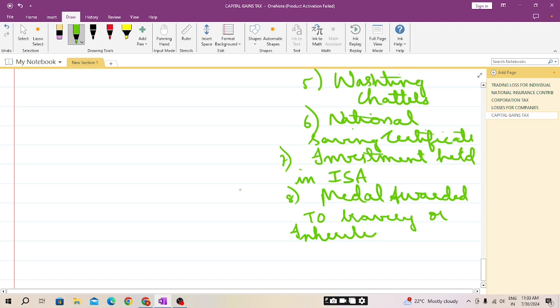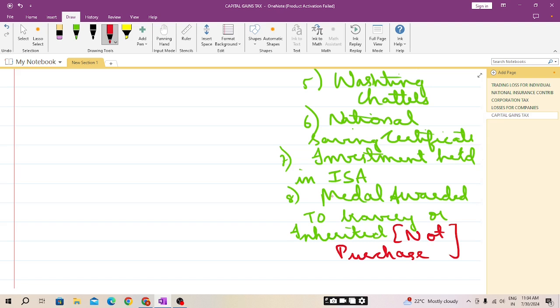But if the awards are purchased, then it will be taxed. Not purchased means the government has provided some awards, so we can sell them, but they will not come under the capital gains tax. If we have purchased the medal and then we sell it, then it will be under the capital gains tax, students. If we receive any medal from the government for our bravery, then if we sell it, because it will have a value and we can sell it, it will be exempt from CGT. But if we purchase and sell it, it will be charged capital gains tax.